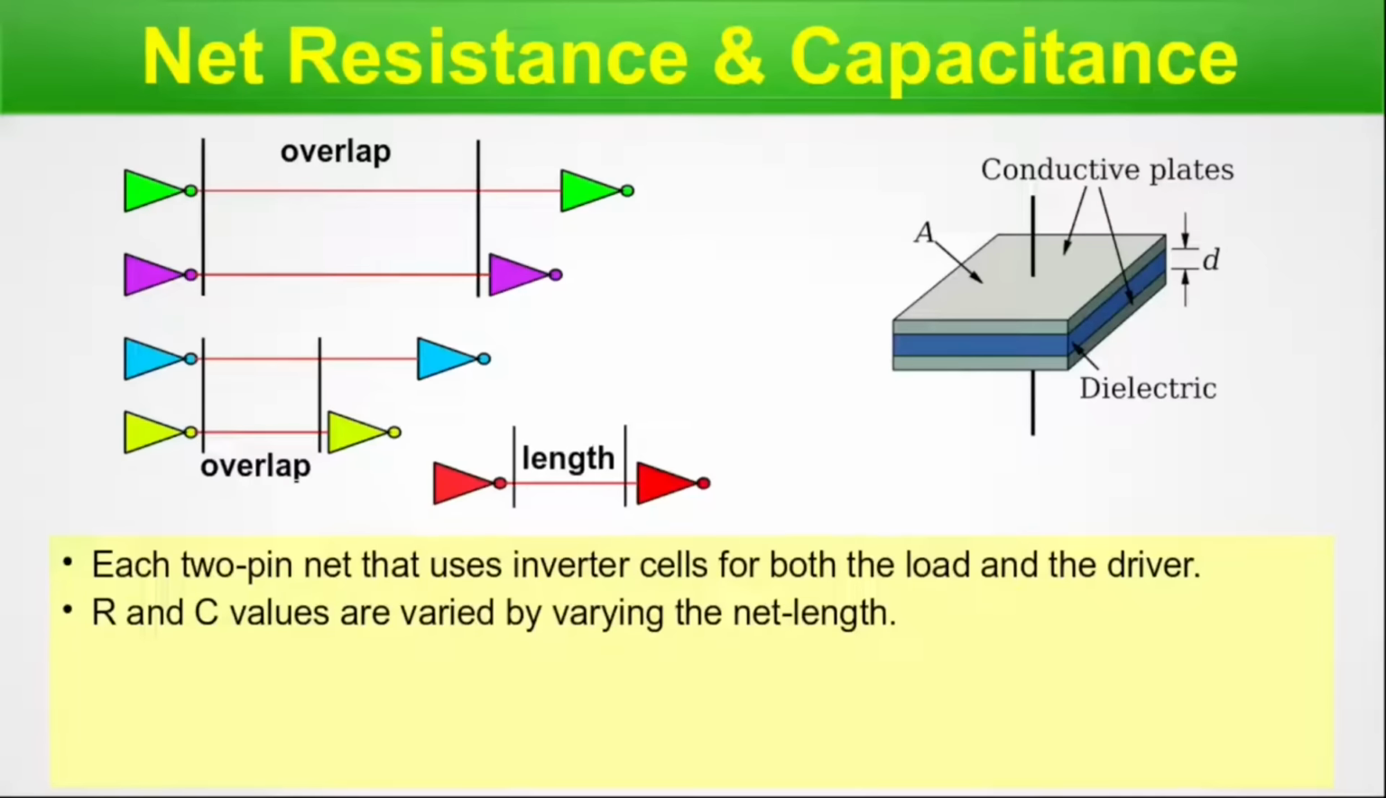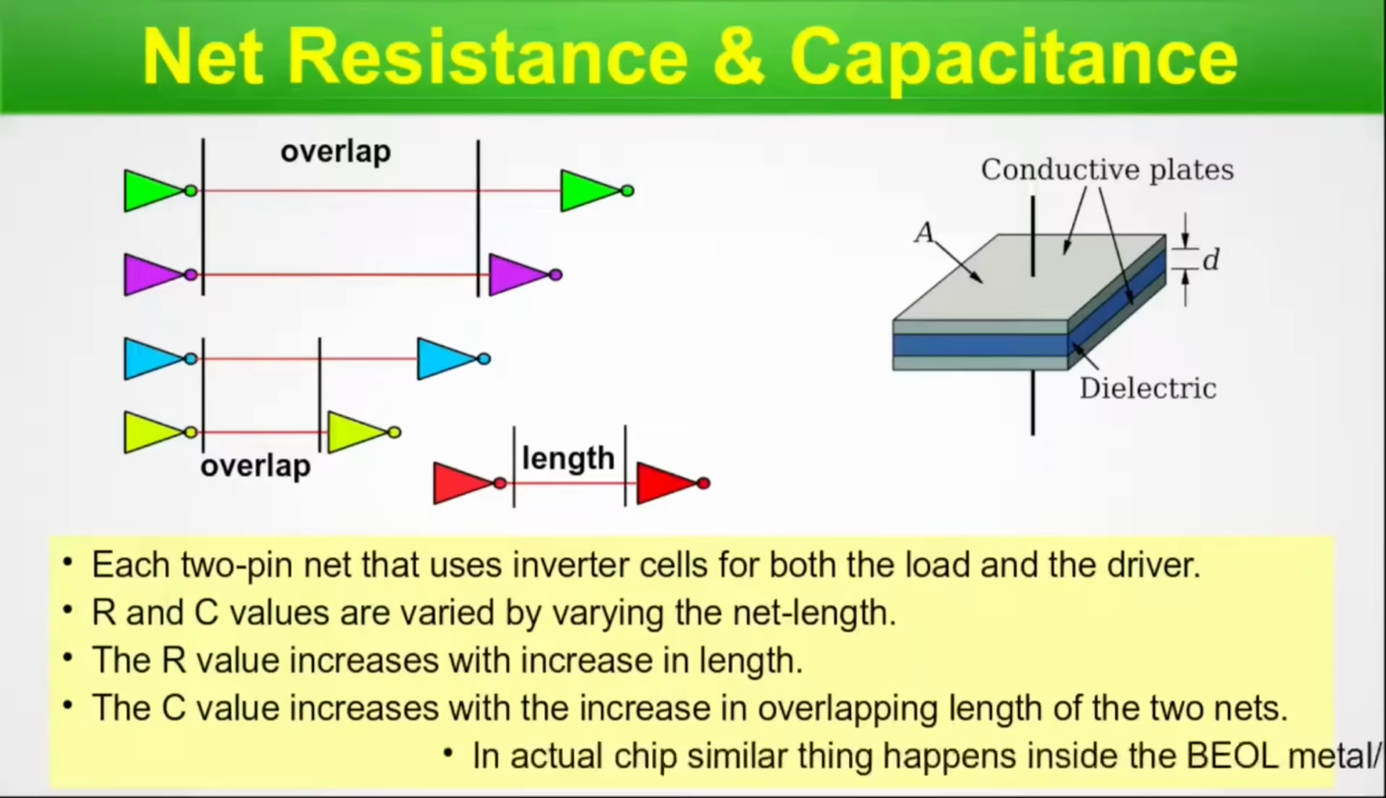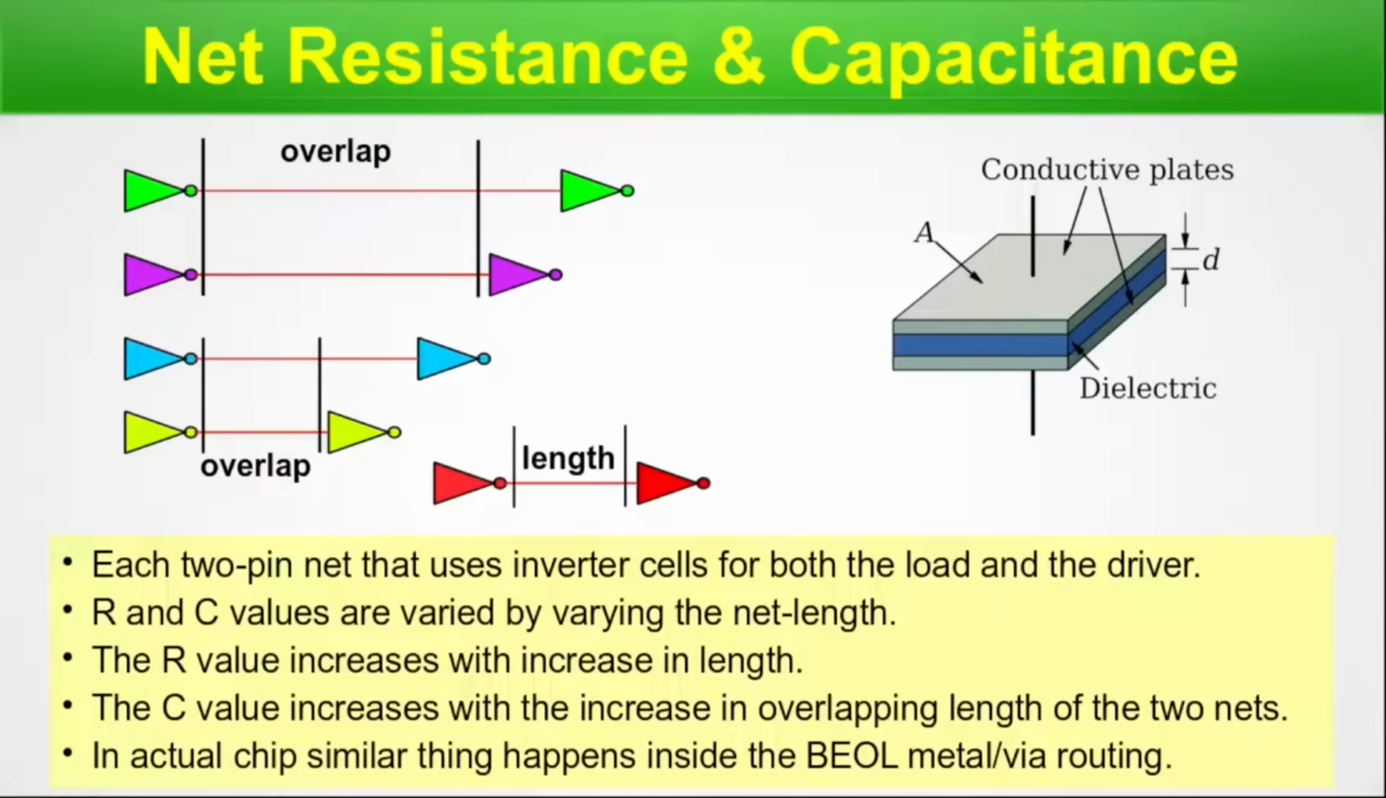The R value increases with the increase in length. The C value increases with the increase of the overlapping length of the two nets. In an actual chip, a similar thing happens inside the BEOL metal or via routing. So that's in a nutshell. You can visualize where these R and C of the RC corner are coming from. So in this slide, with the text and the infographics, I have explained the basic net resistance and capacitance. And with that note, let us move on to the next slide.